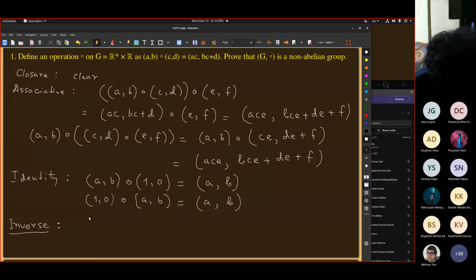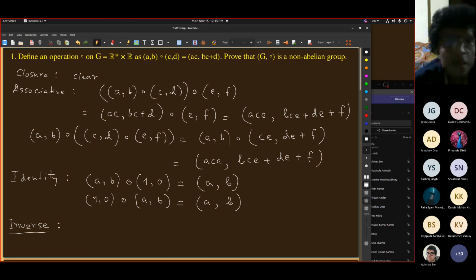Yeah, actually, this is non-abelian, so I need to verify. Otherwise, I cannot answer this question. This says that this is a right identity, and this says that this is a left identity. Is it necessary that left and right identity must be equal? Anyway, it's a good exercise, so you think about it. So this is basically right identity.